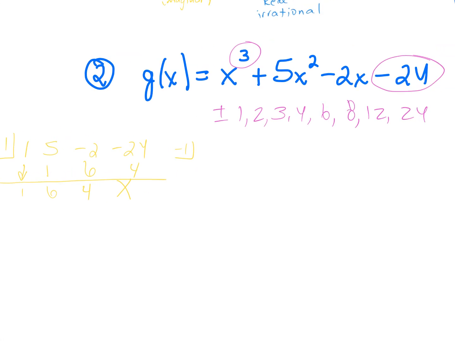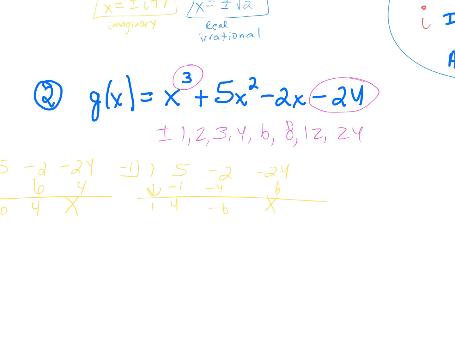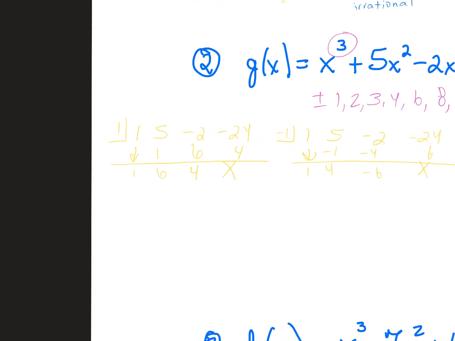So I'm going to try negative 1. 1, 5, negative 2, negative 24. Bring down your 1. 1 times negative 1 is negative 1. 5 and negative 1 is 4. 4 times negative 1, negative 4. Negative 2, negative 4, negative 6. Is this going to work? Nope. All right, go to the next one. Let's try 2.